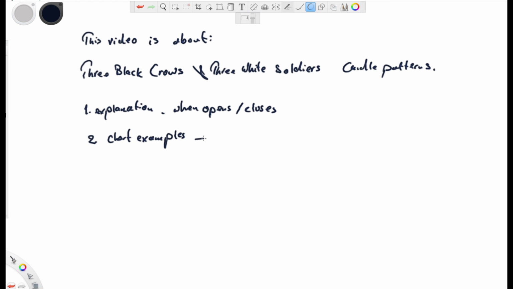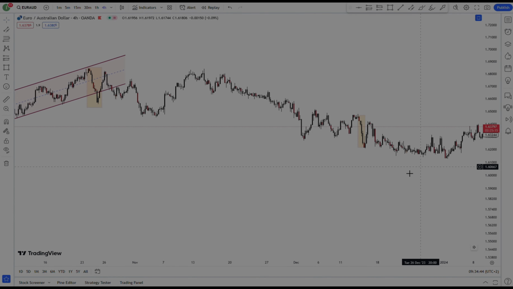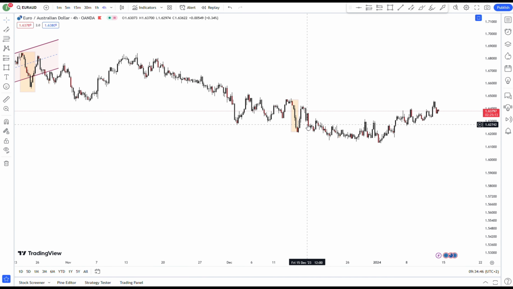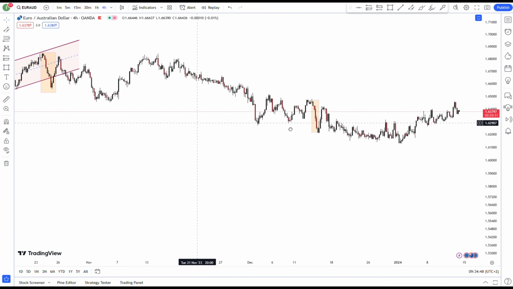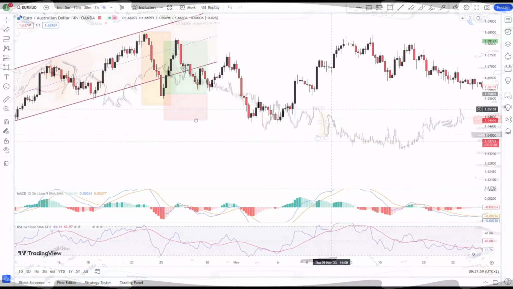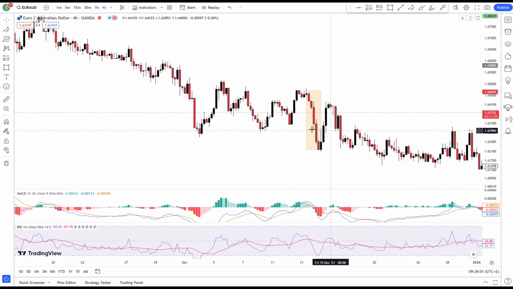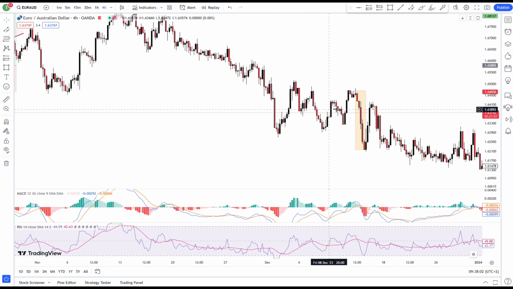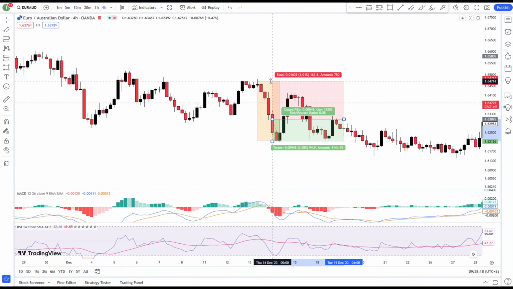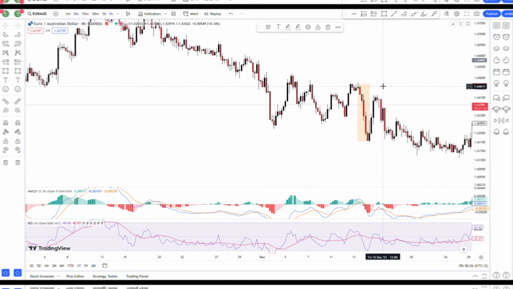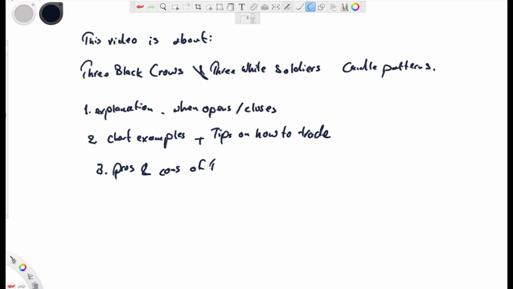At the end of this video, I'll show you some chart examples on TradingView and give you some tips on how to trade with these two patterns and under what conditions it's good or not good to trade with them. And we'll talk about the pros and cons of this pattern. By the end of this video, you'll be fully informed and educated about these two common patterns in the market.